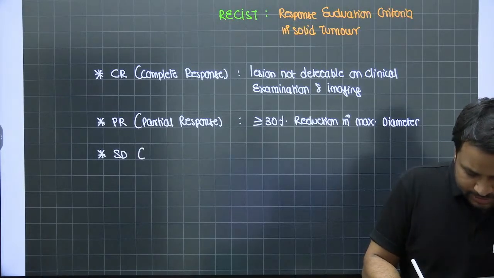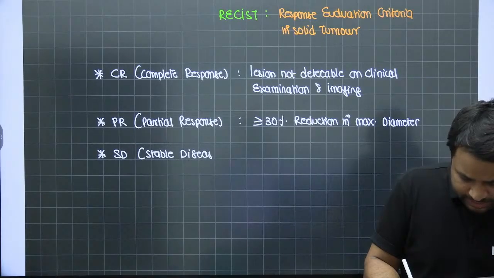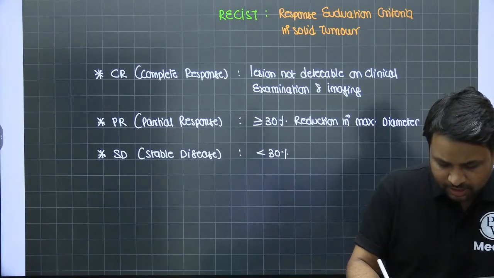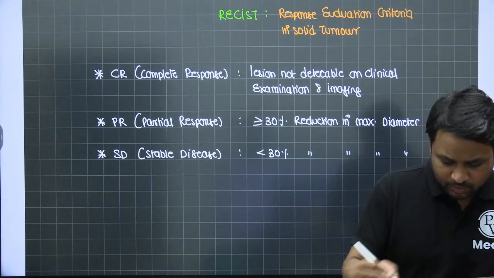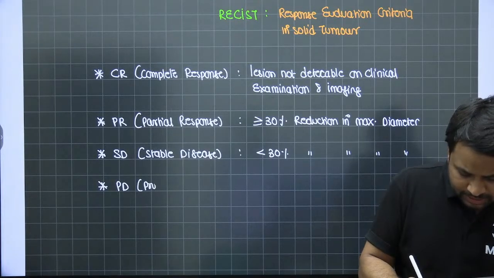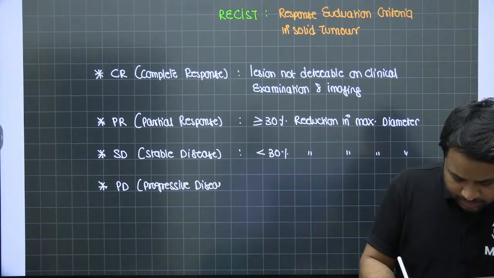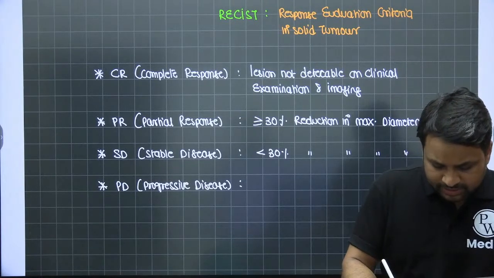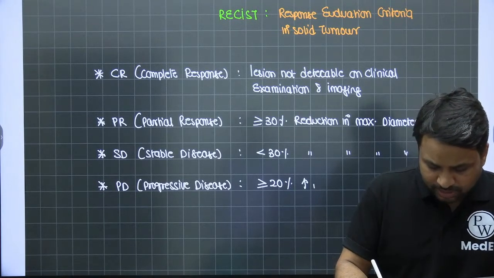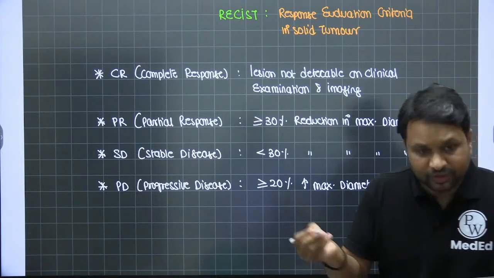SD is what we call the stable disease. In stable disease, the reduction is less than 30%. If there's less than 30% reduction in maximum diameter, we call it stable disease. Then we have PD, the progressive disease, if there is more than or equal to 20% increase in maximum diameter after giving the therapy.